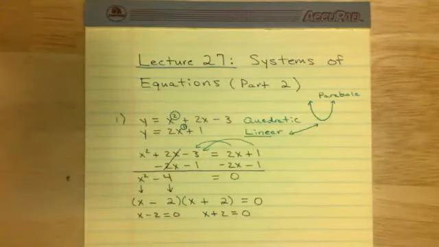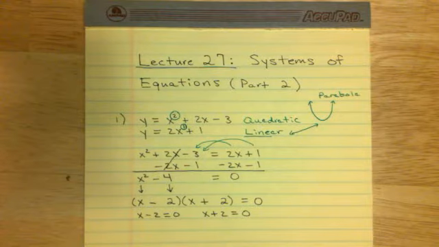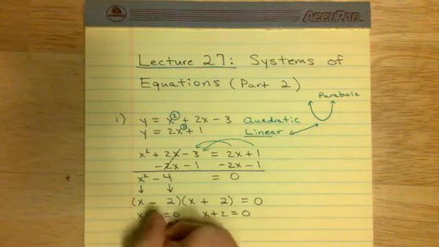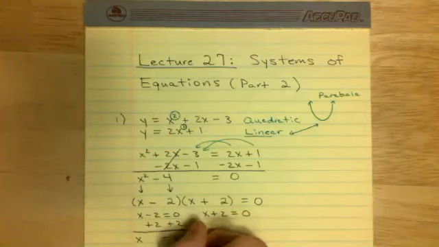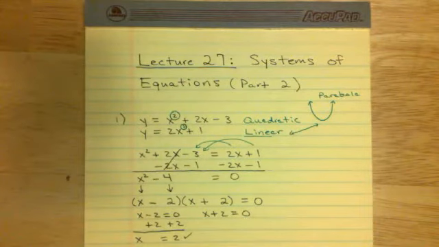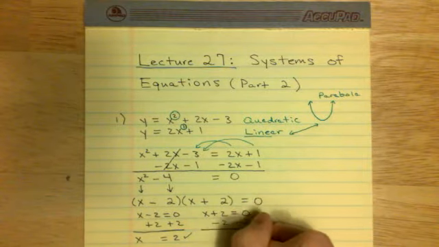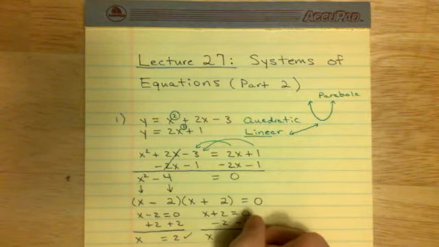So these are two linear equations now that I can solve. I've broken up the quadratic equation into two different linear equations, and now I solve them both for x. Here I can add 2 to both sides, and I get x equals positive 2. Over on the right side, I can subtract 2 from both sides to get rid of the positive 2, and I get x equals negative 2.